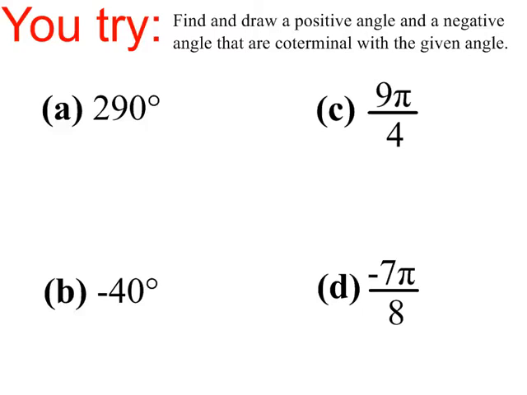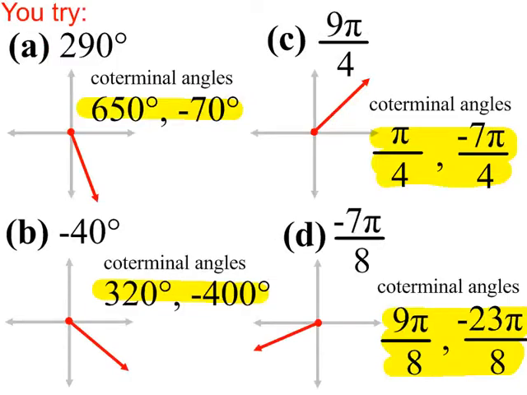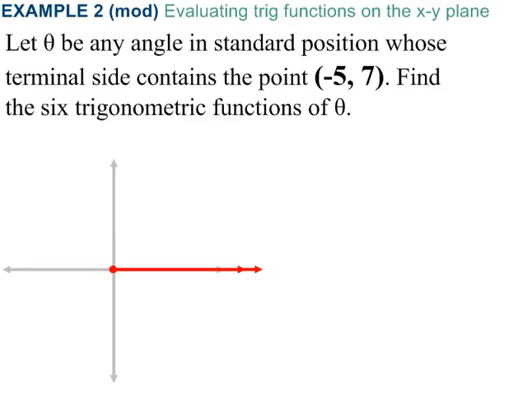Okay, let's get to the solutions here. And there they are. And I'll repeat that there are an infinite number of coterminal angles. You could have different answers than mine as long as you have one positive and one negative, and that they differ by some multiple of 360 degrees or 2 pi radians. All right, let's go on to our last example here.